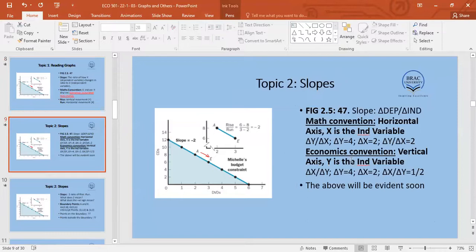Now the economics convention is just the opposite. Y is our independent variable, x is our dependent variable. This is how we have been wired to see an economics graph. Price will always be on the vertical axis. Quantity demanded or quantity supplied is always presented on the horizontal axis. Okay?